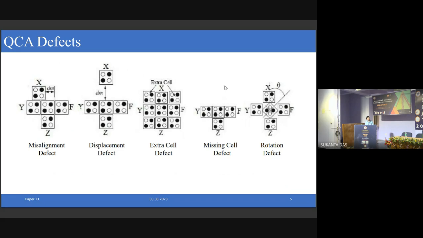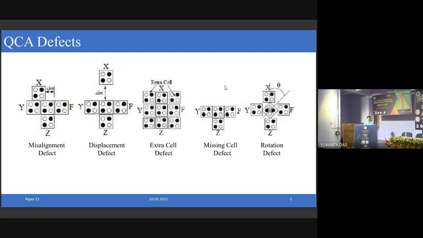All the defects are discussed in comparison with the majority voter structure, which I discussed in the previous slide, this one. In case of missing cell defect, one of the input cells, X, is missing. In case of rotation defect, any cell may be rotated; here the middle cell is rotated by theta degrees. Due to these defects, the output is erroneous. So we need some technique to handle these defects.